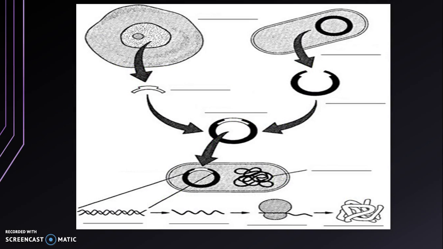So here's a visual of what I was just explaining to you. So up here, we have an animal cell. Okay, we're going to say this is a human cell. Now over here on the right, we have a bacterial cell, right? And we can tell this little circle right here, this is the plasmid that I was talking about.